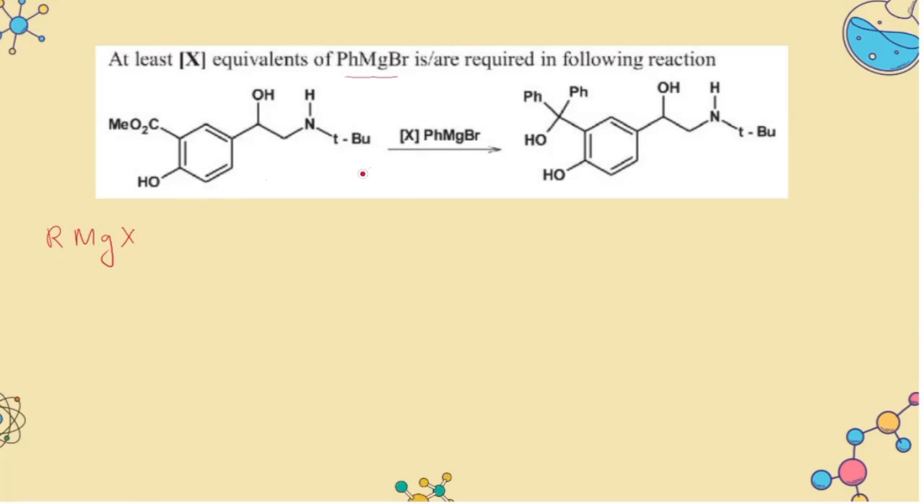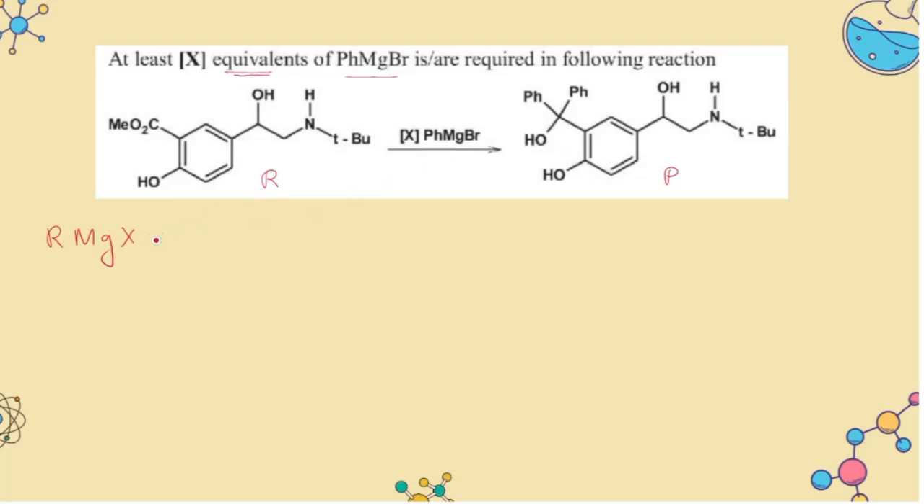Now, for the given question, there is a reactant molecule which is treated with Grignard reagent, that is phenyl magnesium bromide, and it is forming the product. So that means you already know the structure of reactant, product and the reagent. Now the question is how many equivalents of this Grignard reagent are consumed to convert this reactant to this product. That is the question.